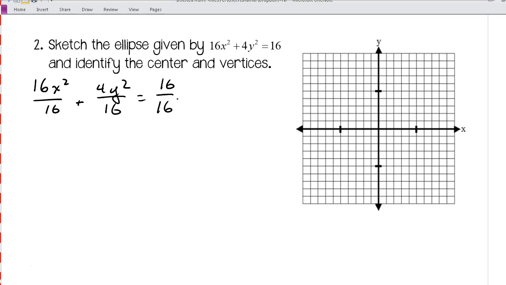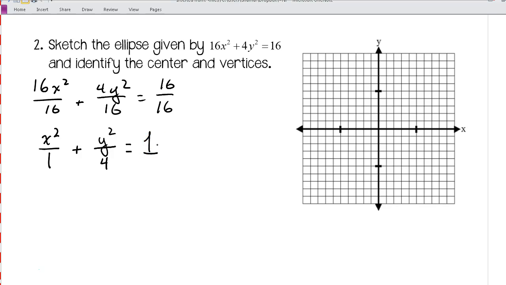Now this is a little bit of a unique example because we're centered at the origin. So our values of h and k are going to be 0. So what we end up with here is x squared, let's put that over 1. 16 divided by 16 is 1. We want a denominator on these. And then plus 4/16 is going to reduce to 1/4. So that's y squared over 4 is equal to 1.